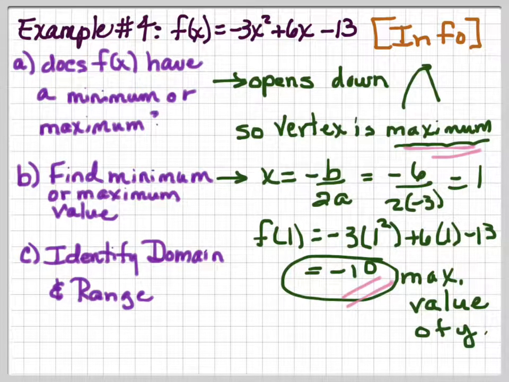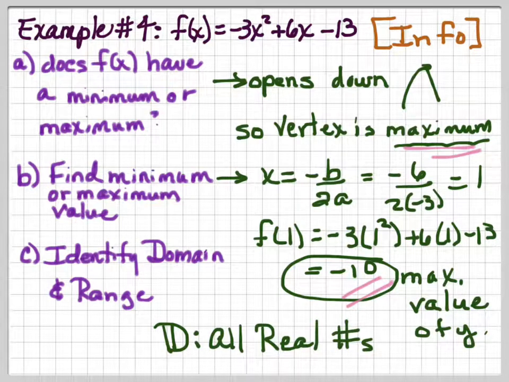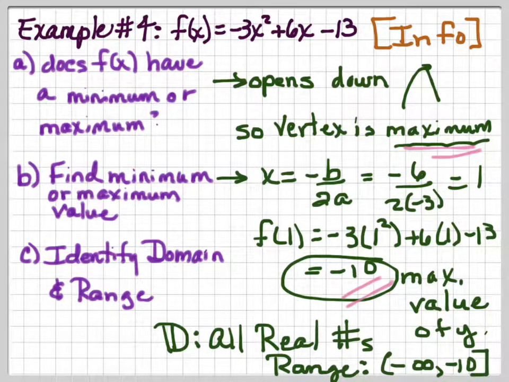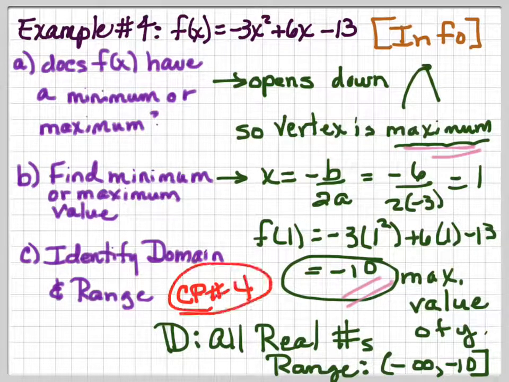So that means we can write our domain is going to be all real numbers. Now I'm going to write this in interval notation. And so our range is going to be from negative infinity to negative 10 included. So I have a parenthesis before the negative infinity, and I have a bracket by the negative 10. So I want you to do the checkpoint number 4. You're going to follow these same ABC rules. You're not going to be graphing it per se, but you're going to be answering those 3 questions.